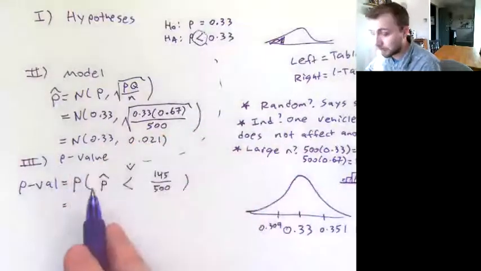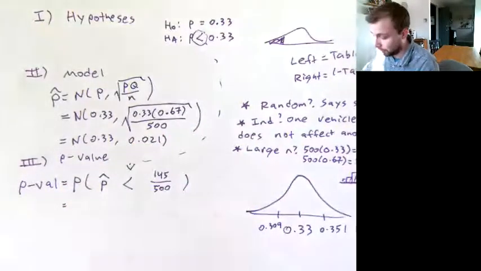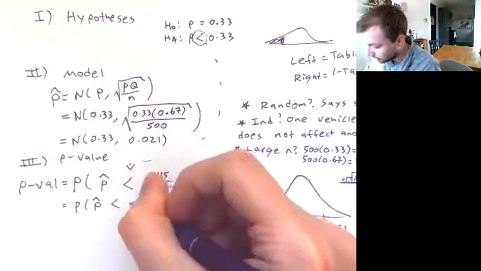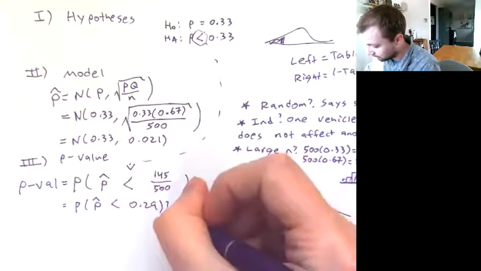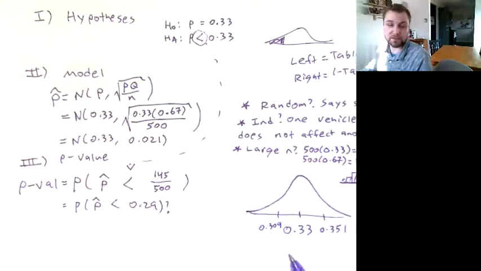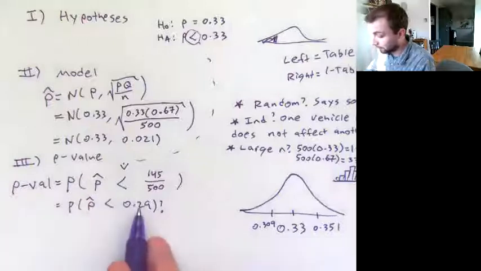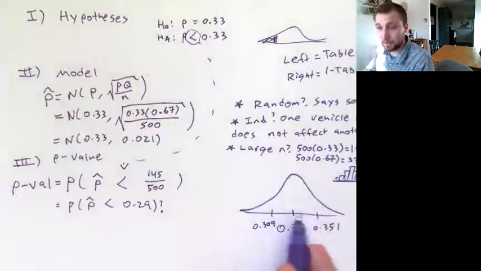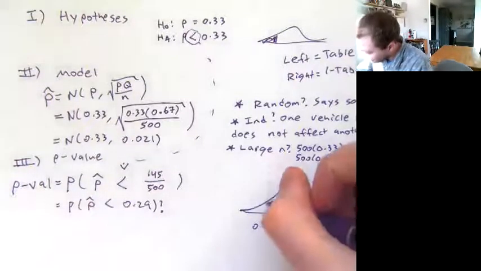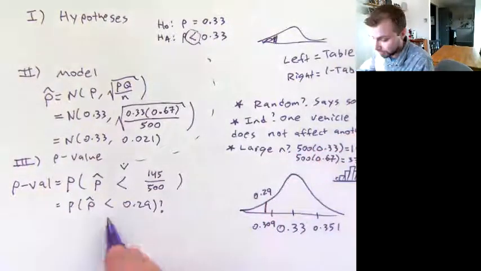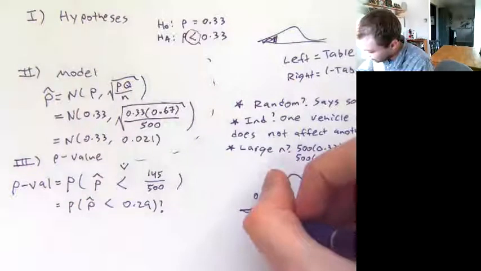So the p-value is the likelihood of the sample data or more extreme. In this case, my sample success rate is 29% if the null hypothesis is true. So I'm going to try to answer this question using the picture on the side. I put down 29% here, and it says shade to the left, so I'm going to shade to the left.